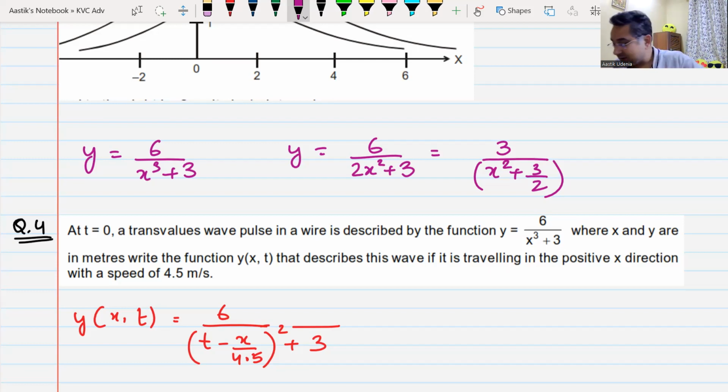So whether the equation is given in the form of a function of x or a function of t, what you got to do is convert it in the form of t minus x by v or t plus x by v. Doesn't matter. Okay? We understand this?